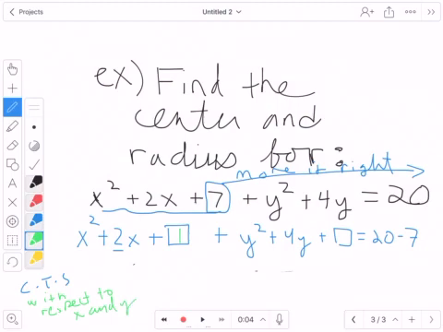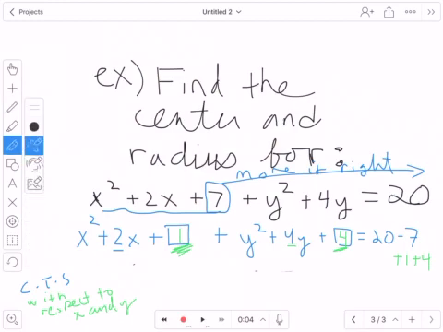Complete the square over here, so 4 divided by 2 is 2, squared is 4. But the thing is, if you add 1 and add 4 to this side of the equal sign, you better add 1 and add 4 to that side of the equal sign. It's all about balance.